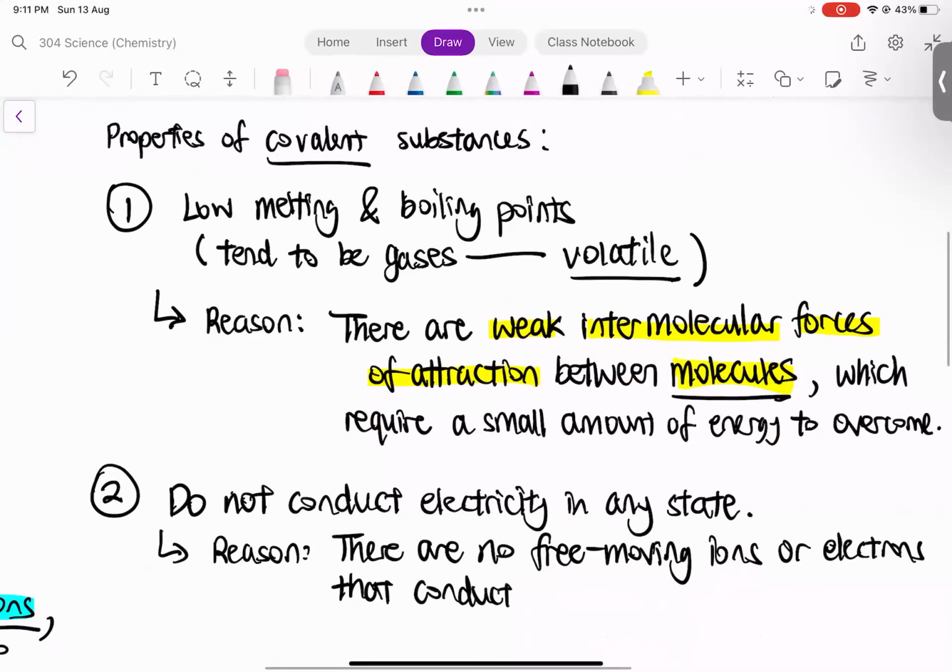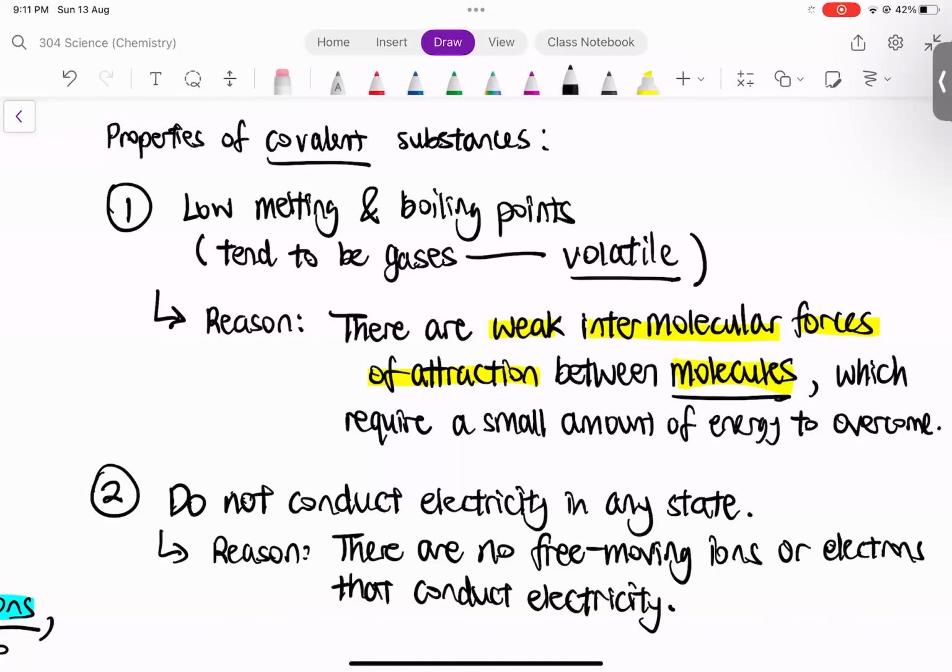So CO2 has no free moving ions because it's not ionic. CO2 also doesn't have free moving electrons. The electrons are either being shared or the electrons are inside the electron shells. They cannot move freely outside of the CO2 molecule. So ensure that you have taken these explanations down. Please note that this is really the reverse, the opposite of an ionic compound's properties. So you should treat ionic and covalent substances as really opposites of each other.